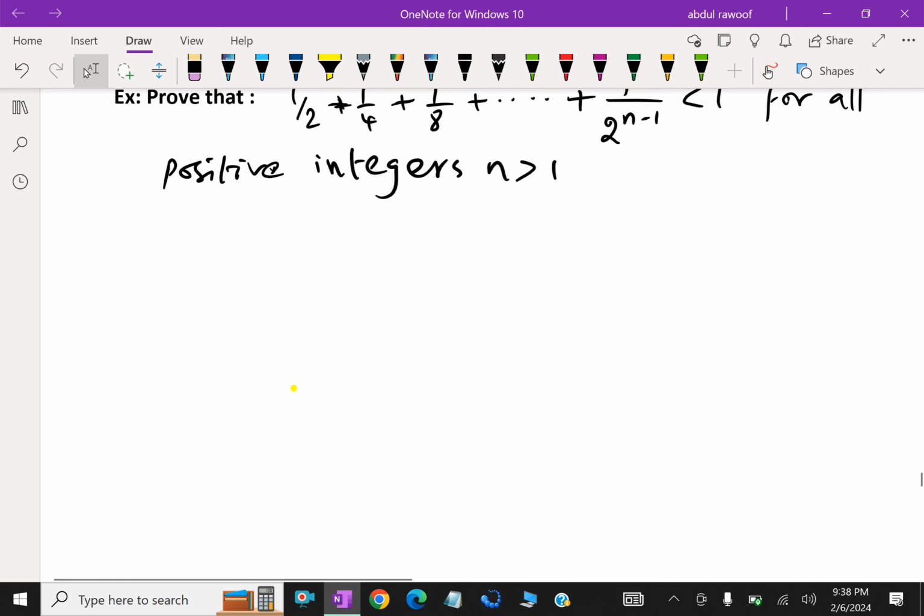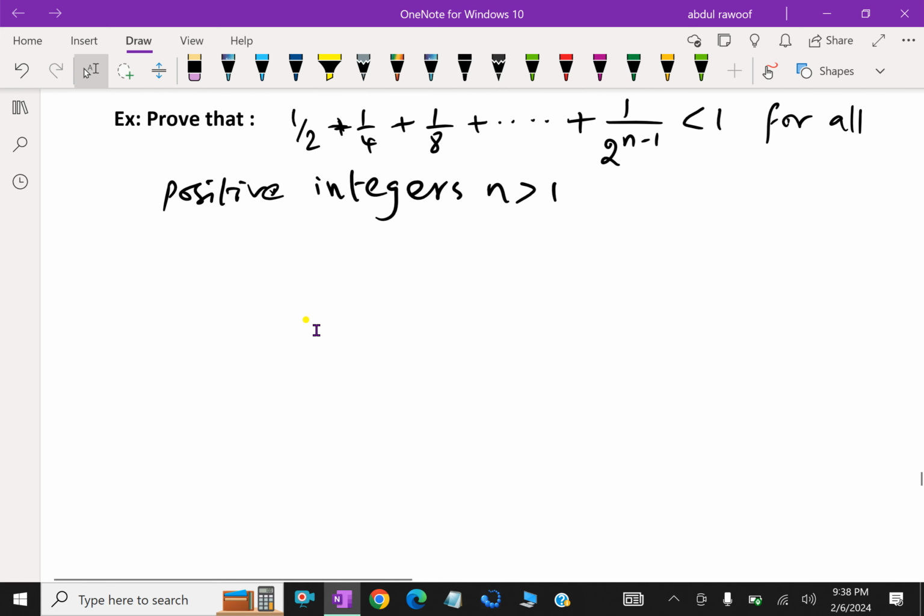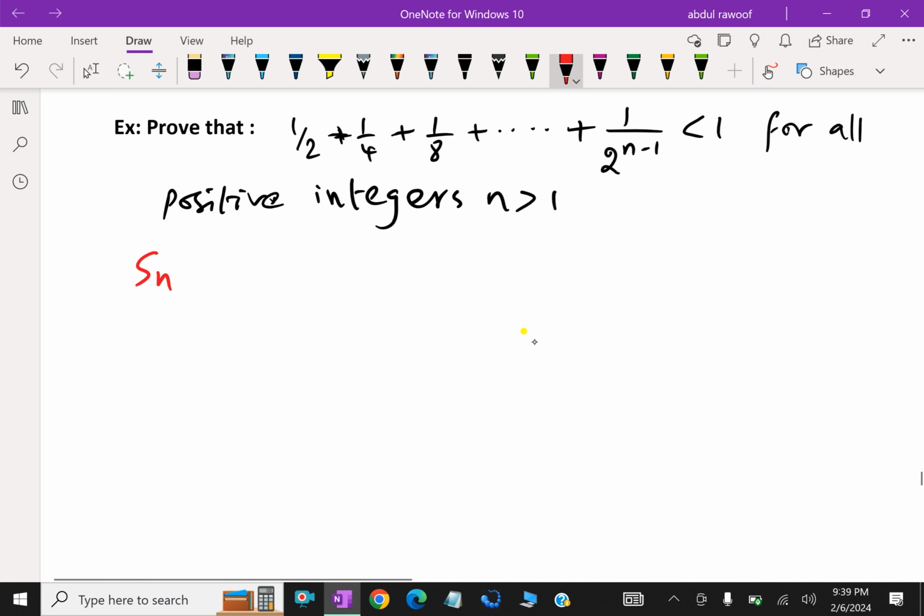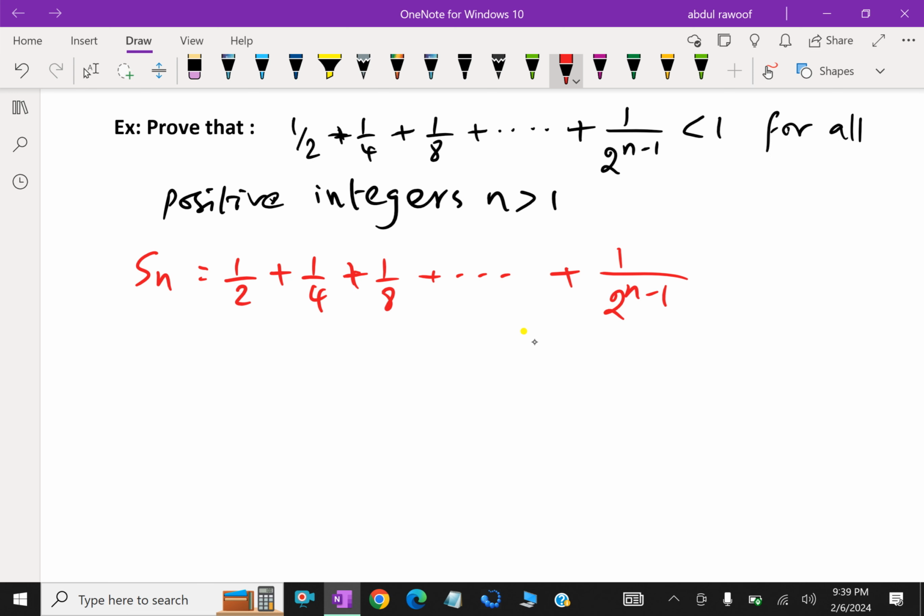Now next question, prove that 1 by 2 plus 1 by 4 plus 1 by 8 plus dot dot dot plus 1 over 2 power n minus 1 is lesser than 1 for all positive integers n greater than 1. Here let Sn be the sum of that series equal to 1 by 2 plus 1 by 4 plus 1 by 8, I write the given things as it is, plus 1 over 2 power n minus 1.